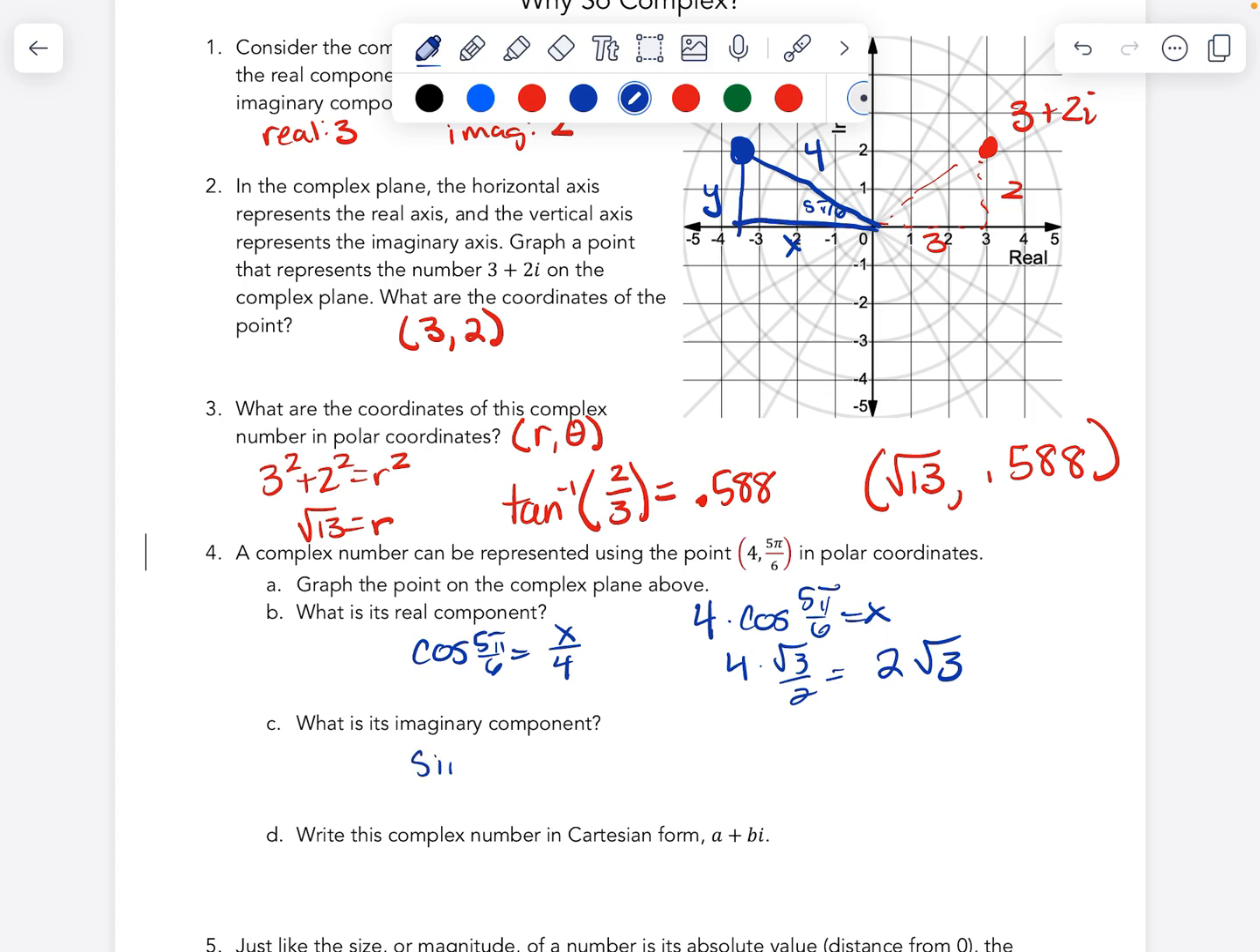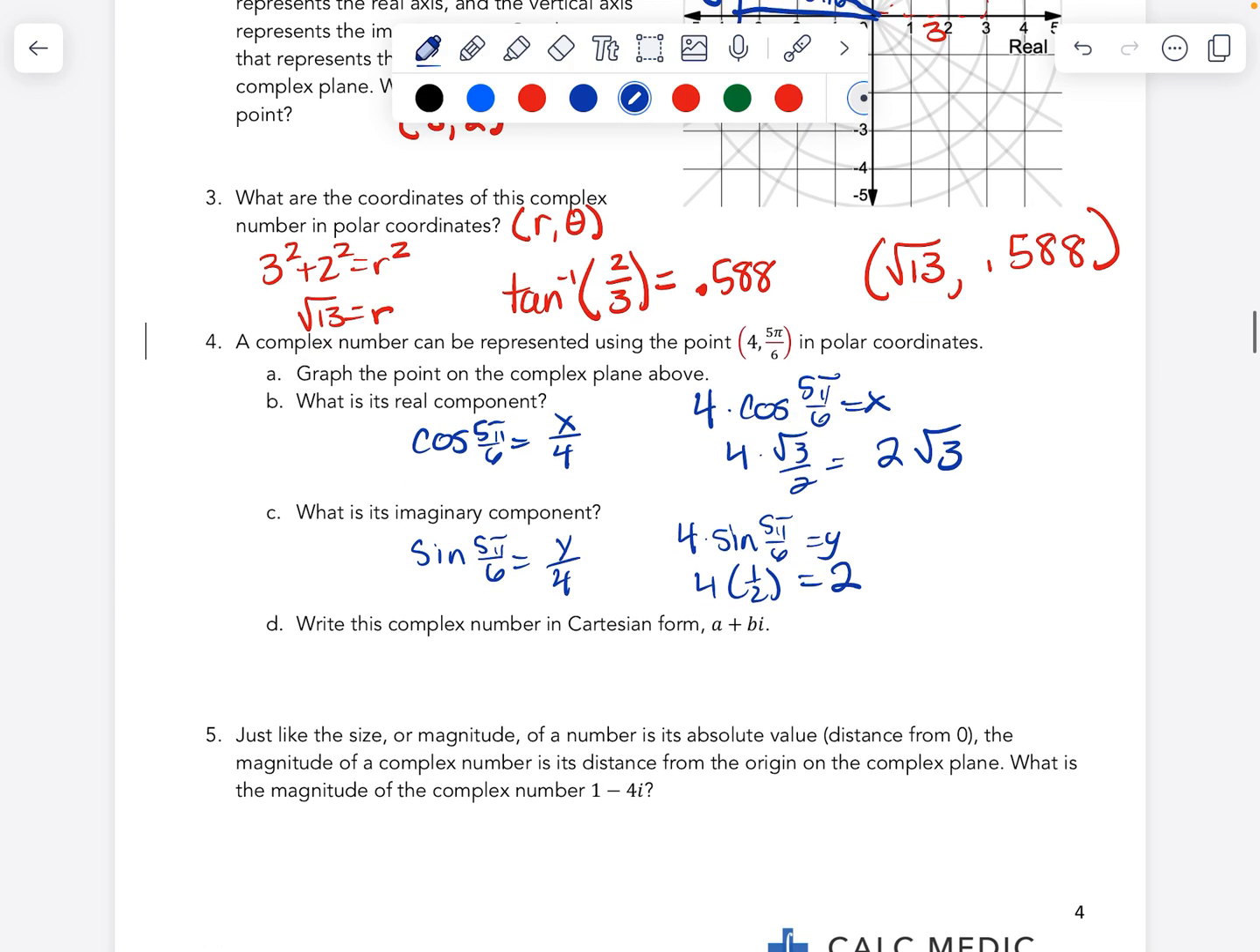And imaginary is our y part, okay? So the sine of 5 pi over 6 equals y over 4. So 4 times the sine of 5 pi over 6 equals y. So that'd be 4 times half. So 2 is our y component. So in complex form, we have our real plus our imaginary.